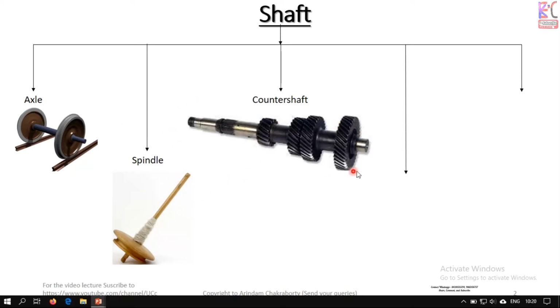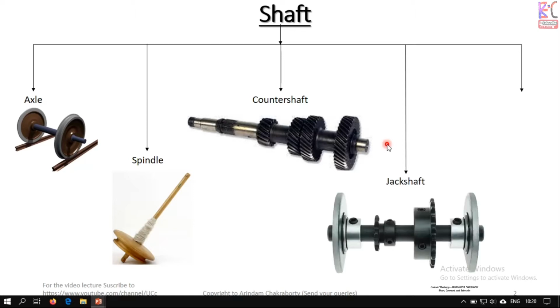Next we have the counter shaft, that means shaft upon shaft upon shaft. That means there may be a series of shafts inside it. That means there may be concentric shafts also. Concentric shaft means one hollow cylinder inside another hollow cylinder inside another hollow cylinder. So this can also be done. That depends on the situation.